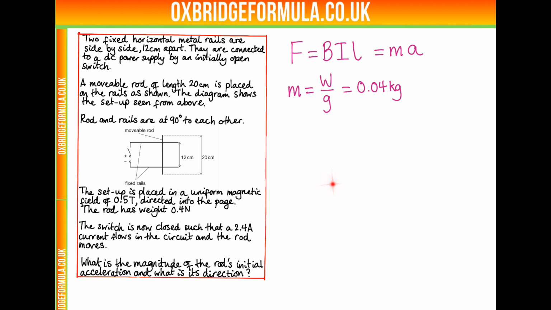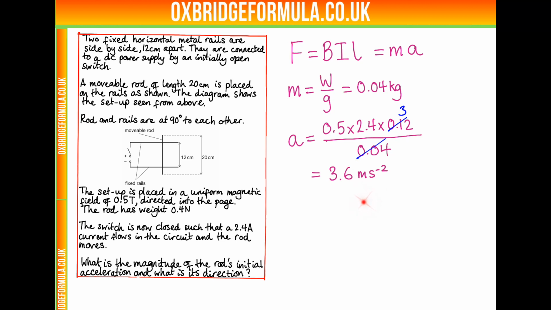So we have acceleration is 0.5 times 2.4 times 0.12, 12 centimeters, divided by 0.04. So doing some simple cancellations, we should get 0.04 and 0.12. This divides, you get 3. And then the answer for the acceleration is 3.6 meters per second squared. So we've got the magnitude of the acceleration.